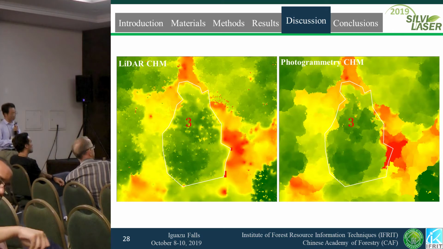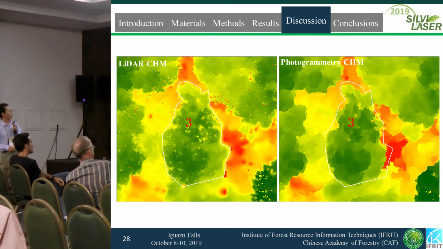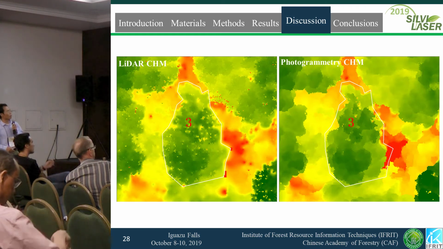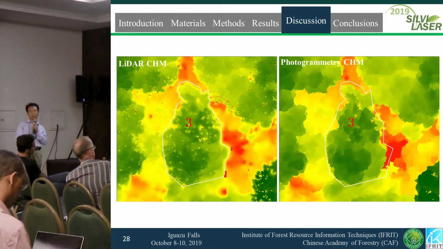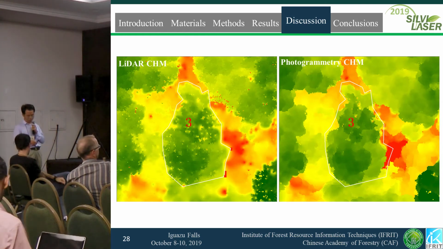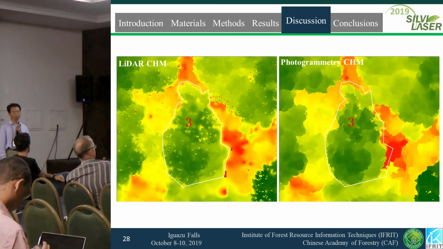We also found another interesting thing. We derived the crown cluster from the LiDAR CHM, and we also overlapped it with the photogrammetry CHM. We can see that some areas do not occur in the photogrammetry CHM. I think it's quite interesting why this happens.